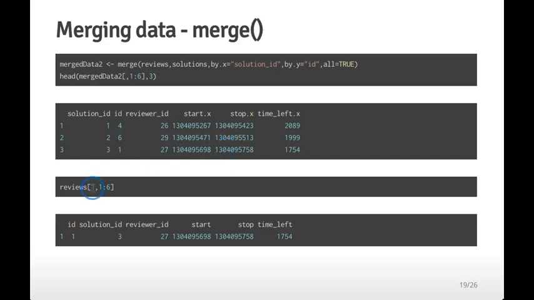And so if we go back to just the reviews data set, we can see that for the reviews data set, its ID was equal to 1 and its solution ID was equal to 3. And so this is that same record in the merged data set. And in the merged data set, we know that from the solutions data frame, this will correspond to the value of ID equal to 3.